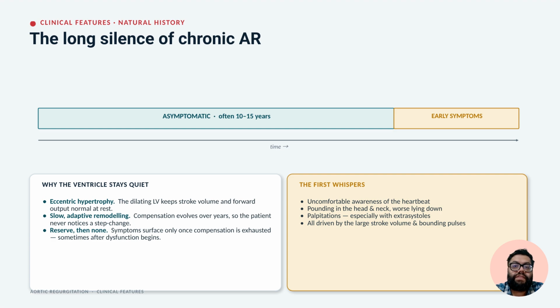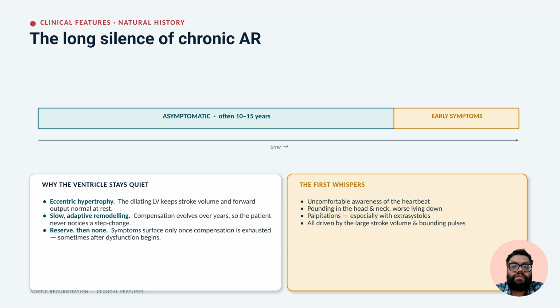Chronic aortic regurgitation is a master of disguise, and its defining clinical feature is how little the patient feels for how long. The timeline says it all: a decade or more of silence. The reason sits in the left box. Eccentric hypertrophy lets the ventricle enlarge and keep forward stroke volume normal at rest. And because the remodeling is slow and adaptive, there is never a dramatic moment the patient can point to. The cruel corollary is that symptoms may not appear until compensation is already failing.